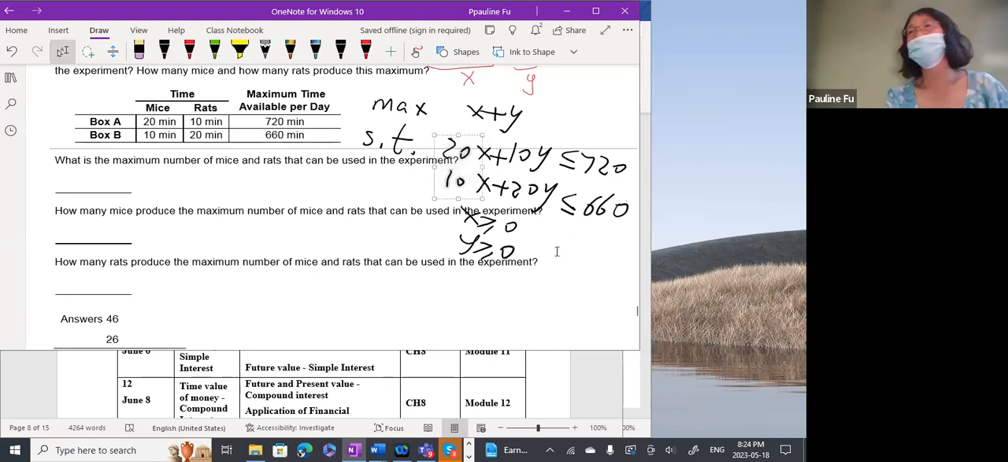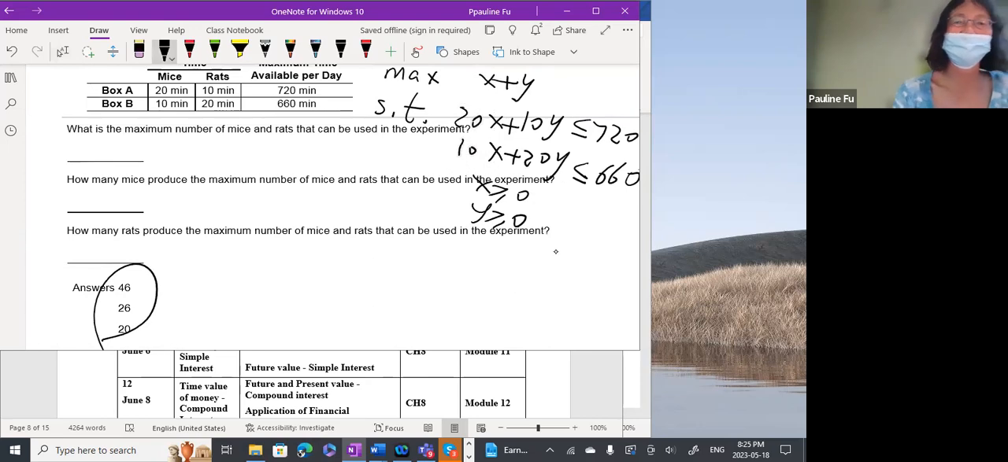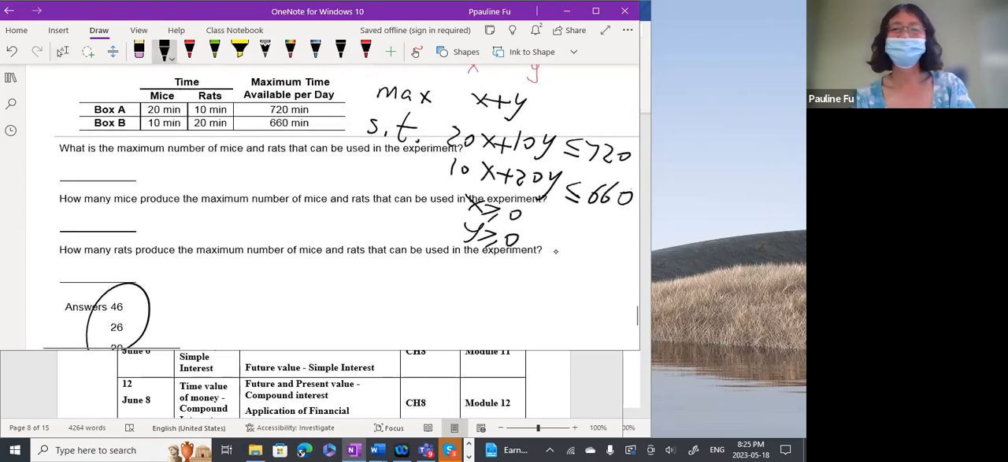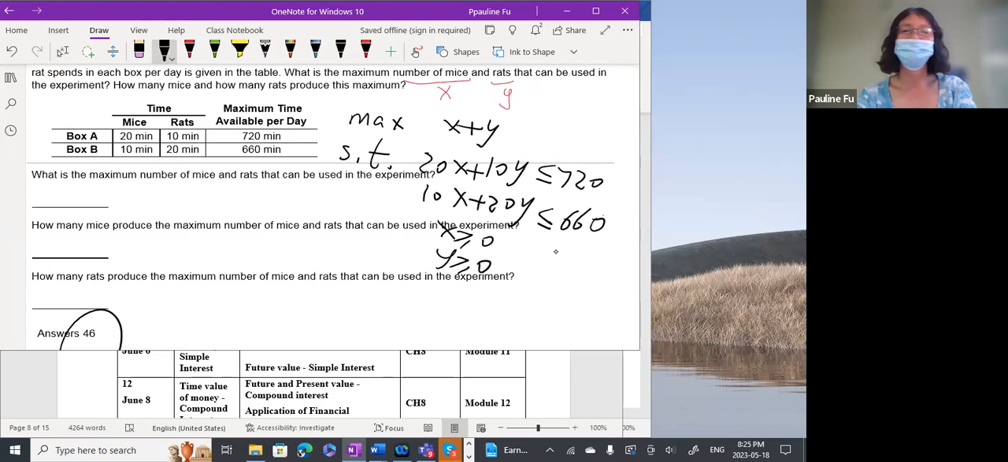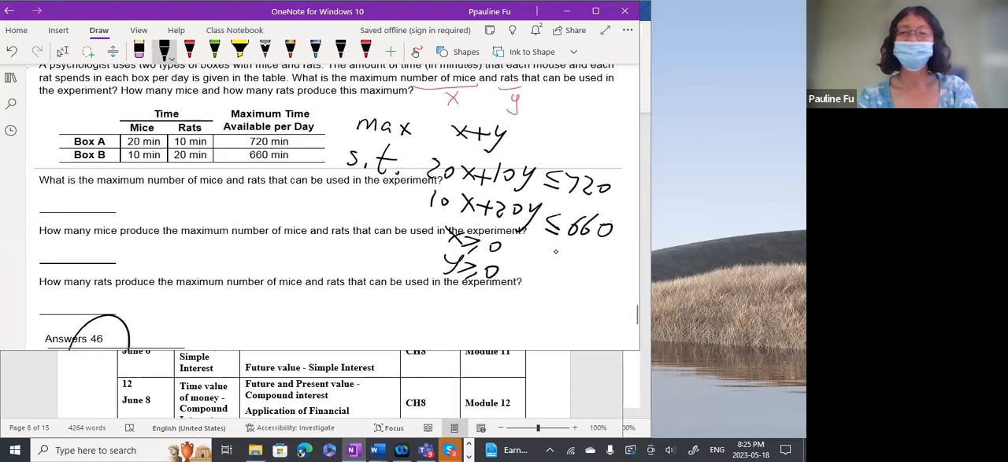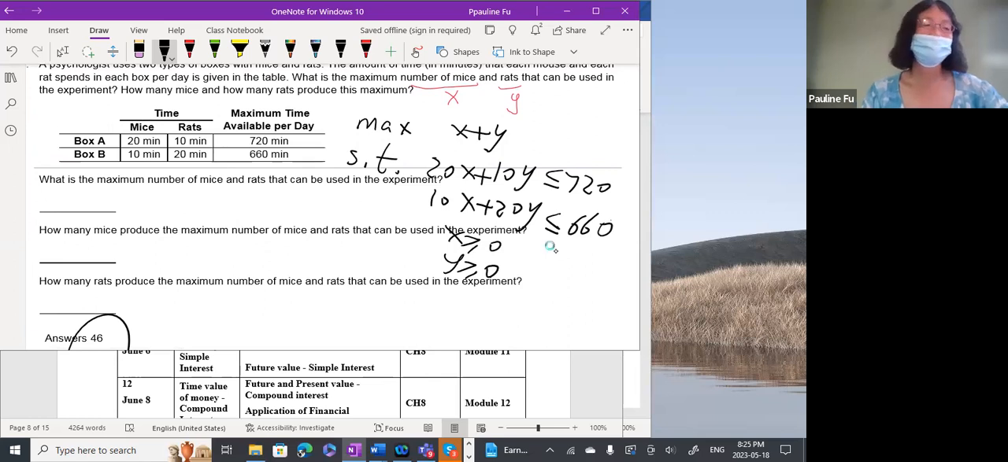And once you are here, this kind of question we did a lot of times, right? You draw two straight lines, you find some points, you plug those points into the objective function and find the maximum. The answer is given here. Okay, those are the answers. Any questions? In summary, today we did solving inequalities, and we also did linear programming.